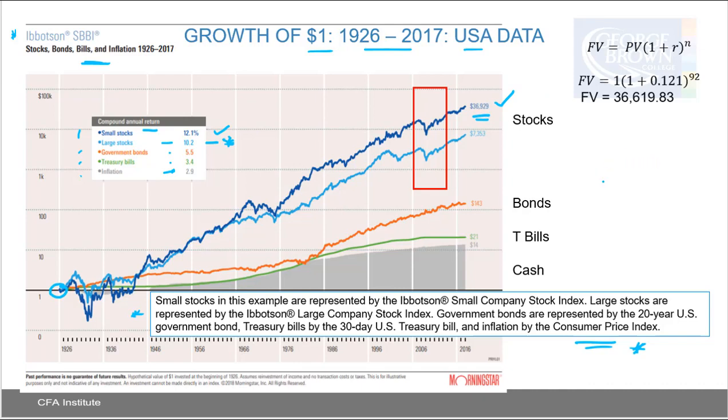Number one is the power of compounding. That's something that we saw in the quantitative concepts chapter. And another thing, just to show you, recall that future value equals present value times 1 plus the interest rate to the power of n. So 1926 to 2017, 92 years. So if you did future value equals 1 plus 12.1% to the power of 92, the future value, which is what we learn in quantitative concepts.